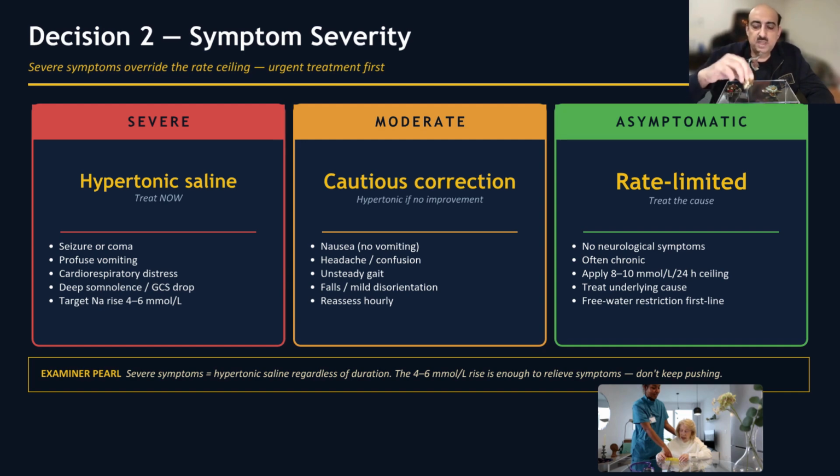Remember our aurum beetle, like the gold standard. For normal patients, the ceiling is 8 to 10. For anyone with high risk of osmotic demyelination, the ceiling is 6 to 8 millimole correction. We will discuss it later.